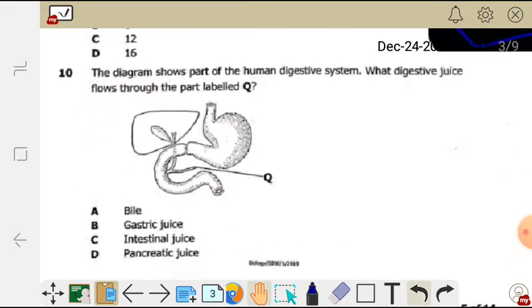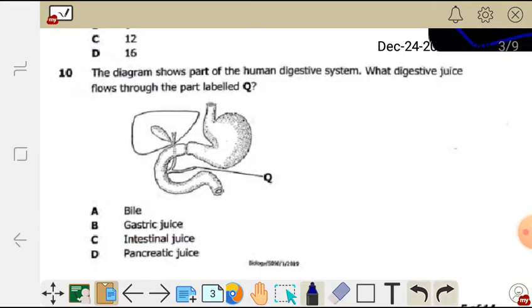Question 10. The diagram shows part of the human digestive system. What digestive juice flows through the part labeled Q? So we have this part here, which is labeled Q. So they are asking what digestive juice flows through that part? A, bile; B, gastric juice; C, intestinal juice; and D, pancreatic juice. So the correct answer is pancreatic juice.